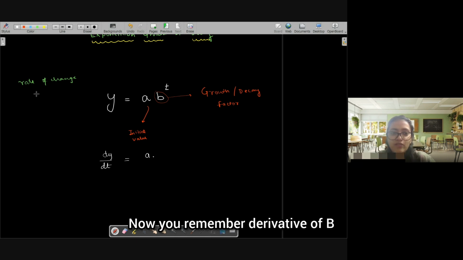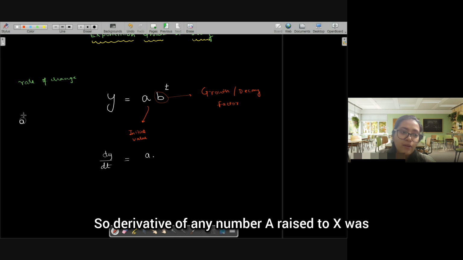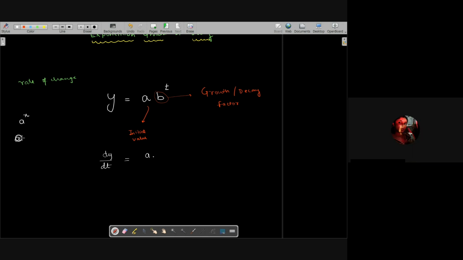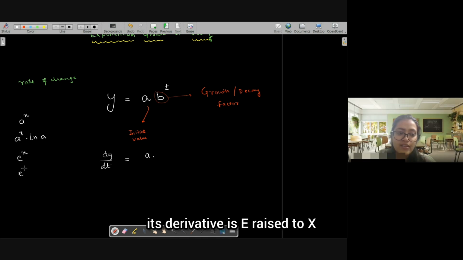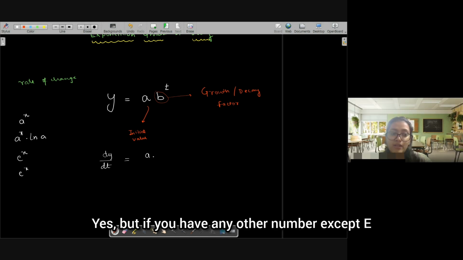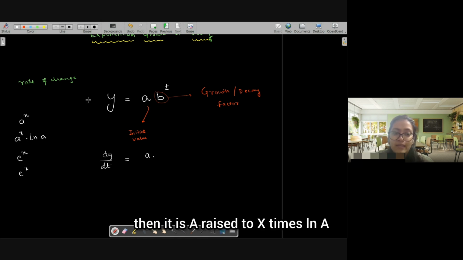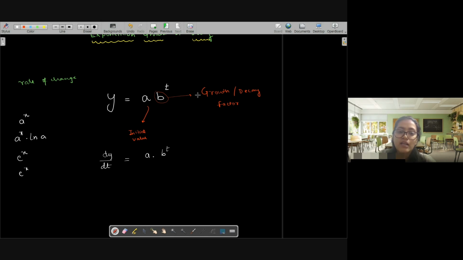Do you remember the derivative of b raised to t? The derivative of any number a raised to x is a raised to x times ln a, times the derivative of the exponent. If it is just e raised to x, its derivative is e raised to x. But if you have any other number except e, then it is a raised to x times ln a. Here b can be anything, so its derivative will be b raised to t times ln b.